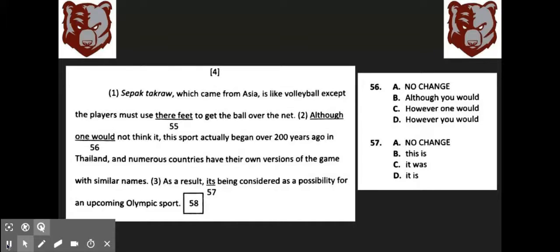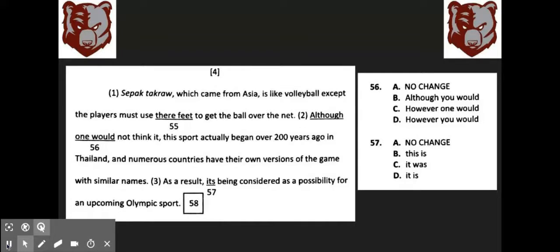The word however contrasts something from a previous sentence or clause. Look back at the sentence. The contrast comes from the fact that someone might not believe how long ago the sport started, and that information is contained within the same sentence. It does not refer back to something from the previous one. Therefore, although is the correct word, not however. When one puts it all together, the sentence is correct as it is written, and therefore no change should be made, and the correct answer is A.